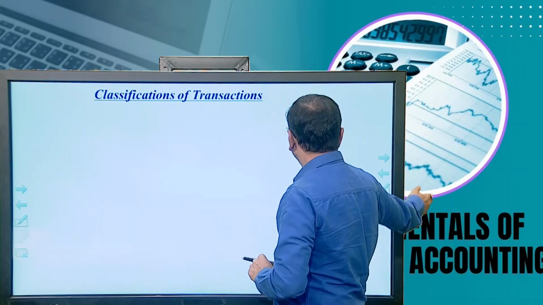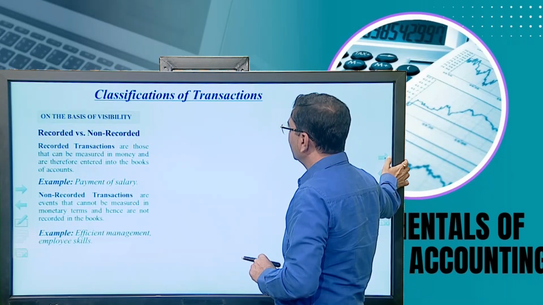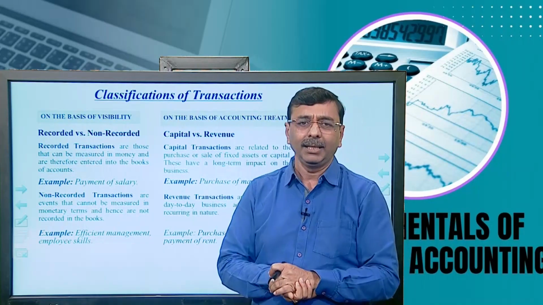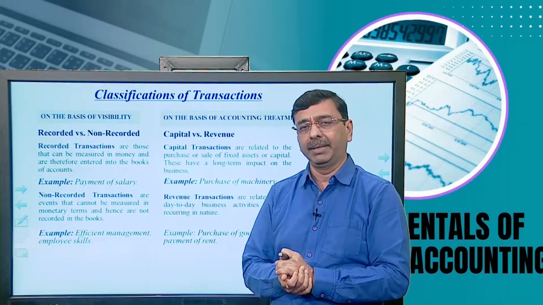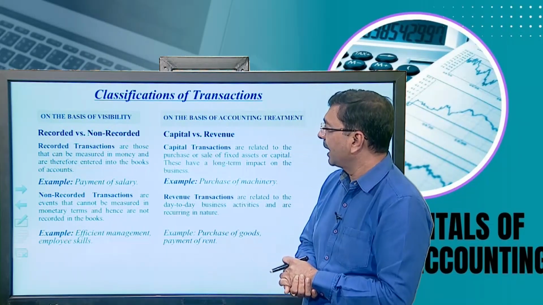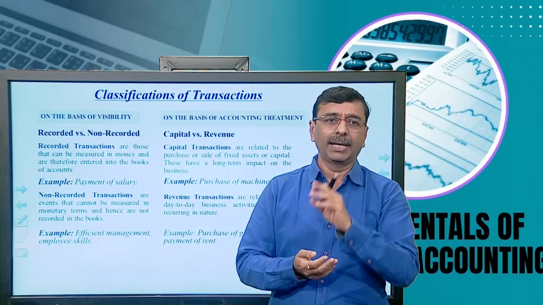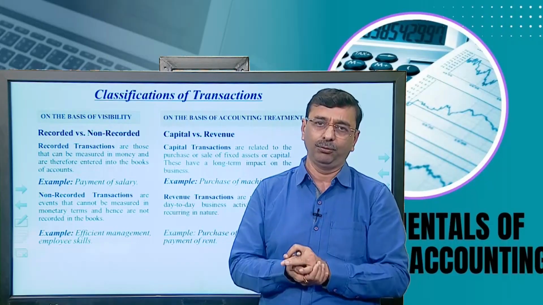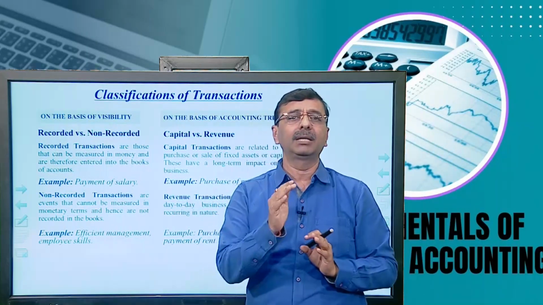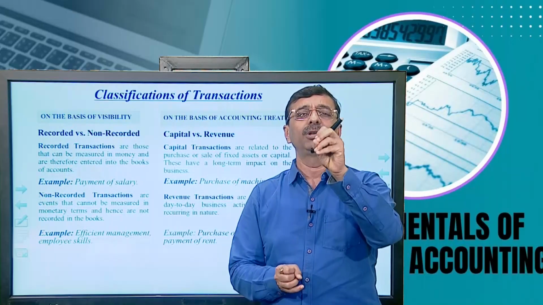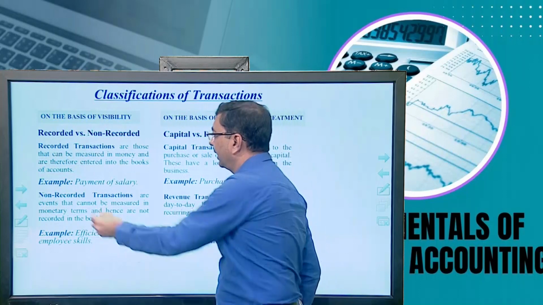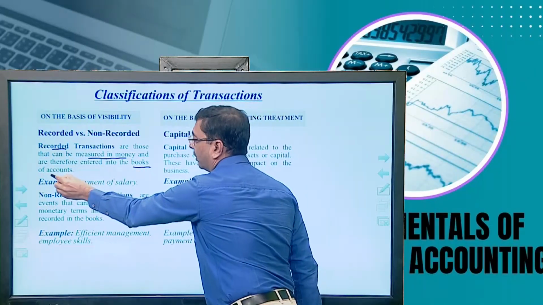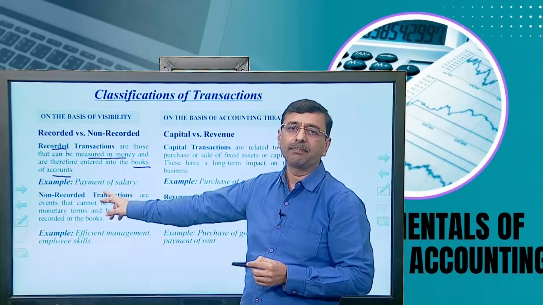Moving to the next part, the classification of transactions. Here, transactions are classified on the basis of visibility and on the basis of accounting treatment. On the basis of visibility, recorded versus non-recorded. Recorded transactions are those which can be measured in monetary value, the value which is necessary to record in the books of accounts. So a recorded transaction is one measured in money, and that's why it's recorded in the books of accounts.